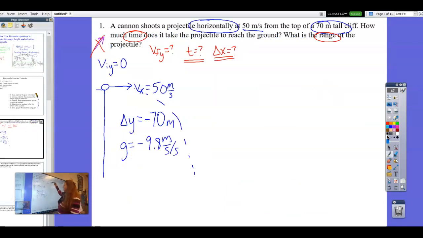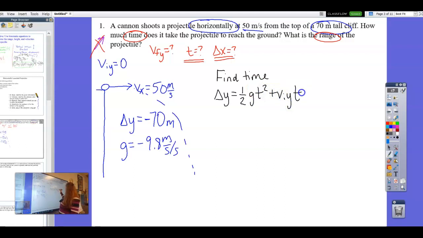So I've listed my givens, I've listed my unknowns. Now we're going to look at our equations. So to find time, if you have delta y, you use this equation. Okay, and now we can substitute and solve for time. So delta y equals negative 70. This is where I put the numbers into the equation.